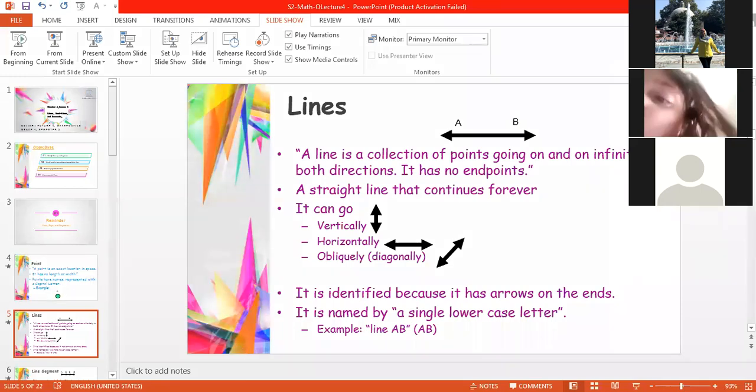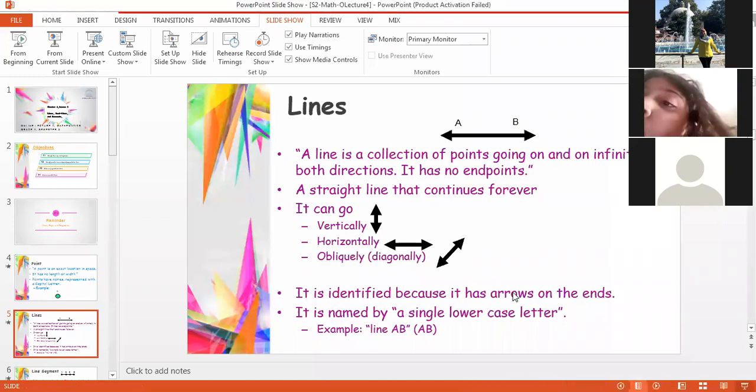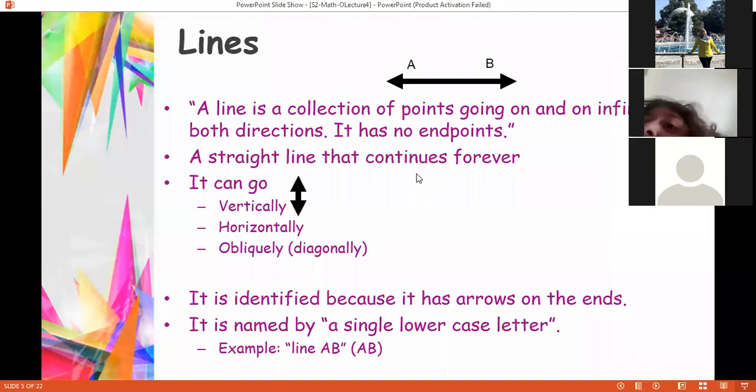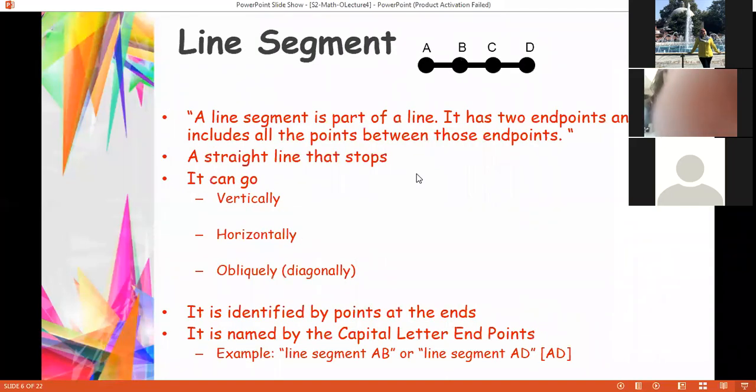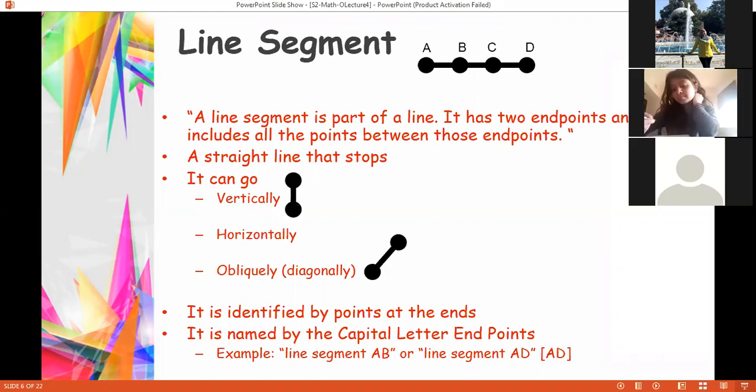After the lines, we learned the rays and the segments. Let us see the segment. A segment is a part of a line, but it has two endpoints. So it has a beginning and it has an end. Also, it can go vertically, horizontally, or obliquely. And it's also named by two capital letters, AB for example, or AC, but they are in between brackets and not parentheses. So the parentheses are for the lines and the brackets for the segment. Is everything clear till now? Do I continue?